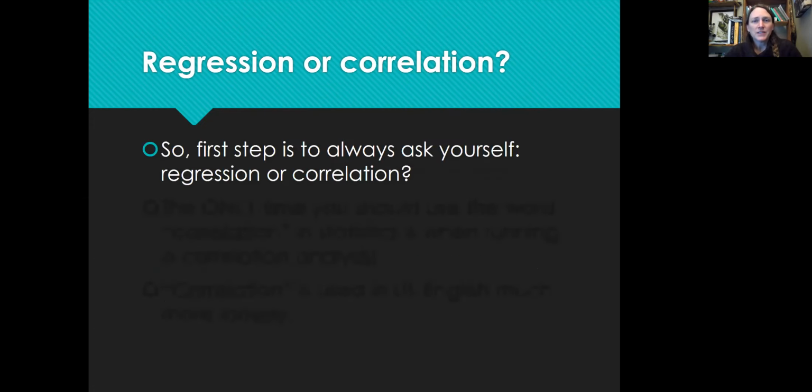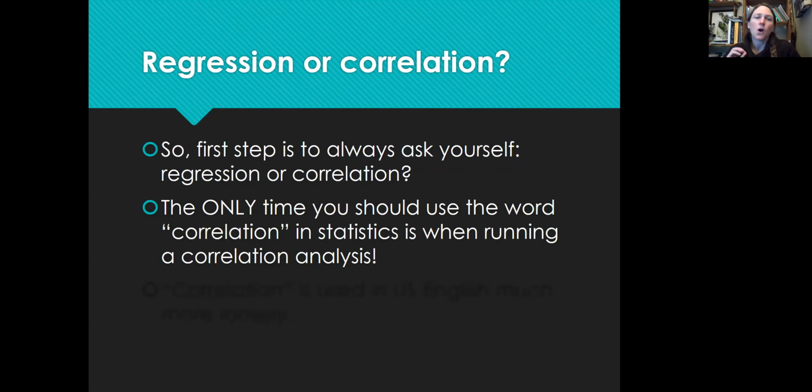So the first step is always to ask yourself, should I run a regression or should I run a correlation? In some ways, these are similar analyses, but you're making a very different inference and you're asking a very different question. So the only time you should use the word correlation in statistics is when running a correlation analysis.